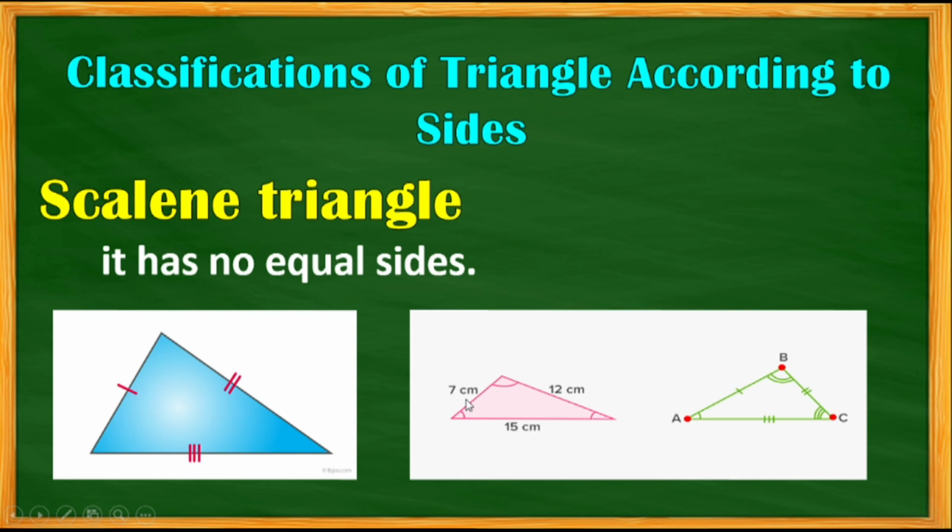Like for this example, 7 centimeter, 12 centimeter, 15 centimeter. So this one is a scalene triangle because it has no equal sides. And also this one.